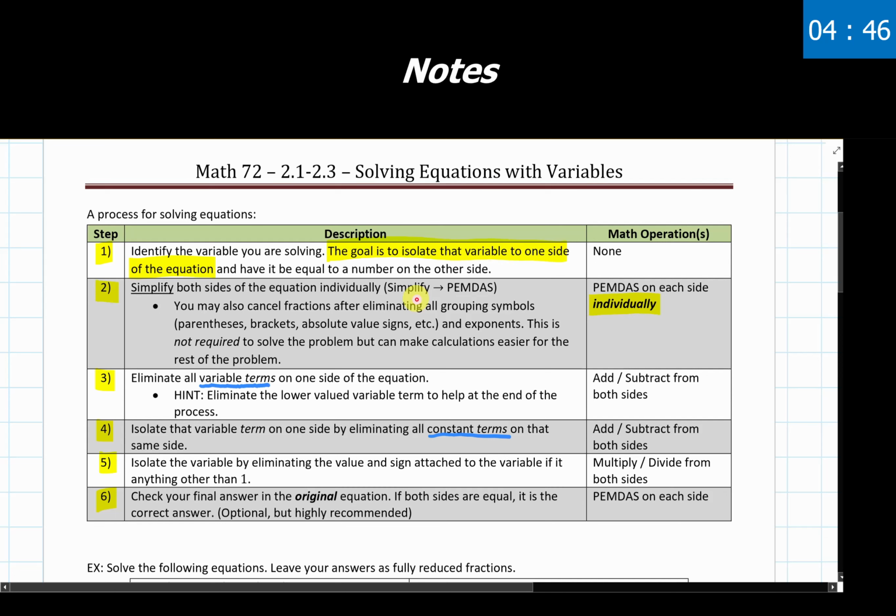Remember that if we see the word simplify, we should think right to our order of operations, the acronym for that being PEMDAS: parentheses, exponents, multiplication, division, and then addition and subtraction.